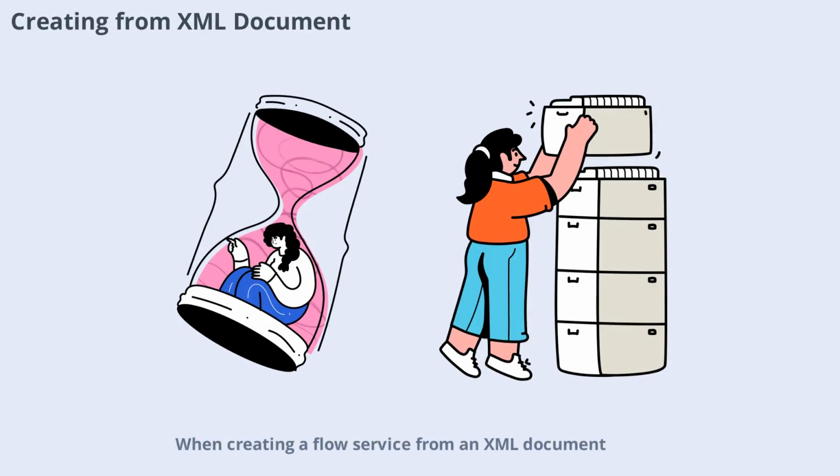When creating a flow service from an XML document, Designer uses the reference DTD or XML schema to generate elements and logic. This approach is ideal for services that process XML data, automatically mapping document structure to flow steps. You can specify the source location, whether it's a URL or local file, and Designer handles the rest, generating document types and schemas for seamless integration.